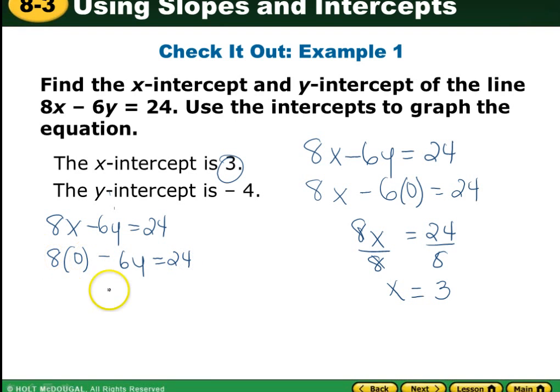Now 8 times 0 is 0, so we're left with -6y is equal to 24. Please do not forget your negative sign. And here we'll divide both sides by -6, and the y-intercept will be -4. Alright, very easy. It's about solving a two-step equation, in this case, to find the x and the y-intercept.